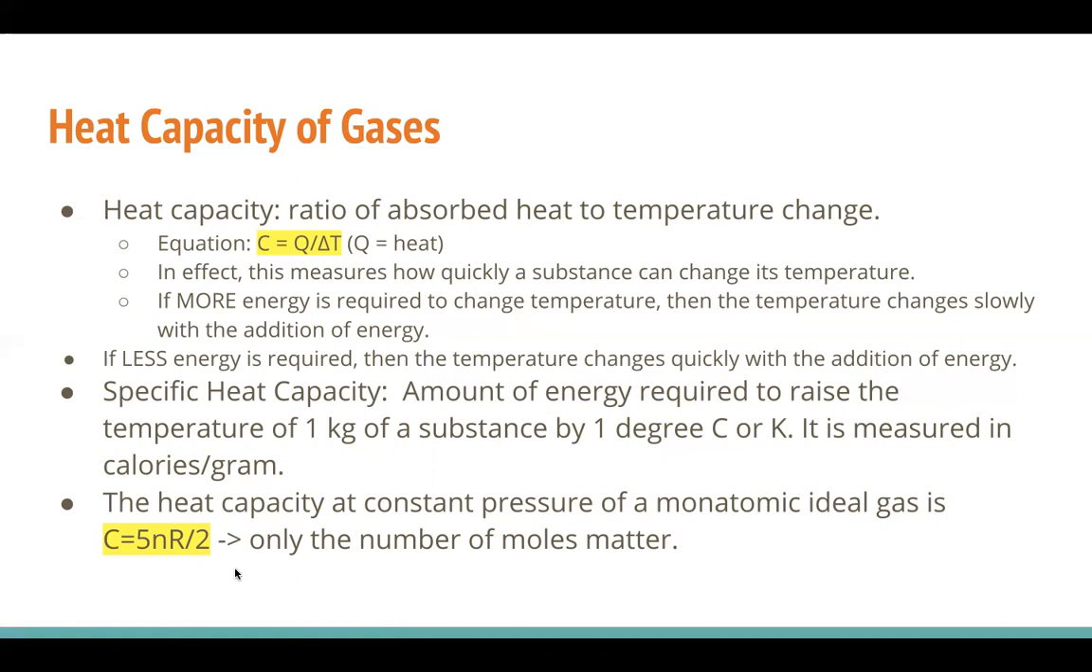So you might also see specific heat capacity, and that is the amount of energy required to raise the temperature of 1 kilogram of a substance by 1 degree Celsius or Kelvin. And it is measured in calories per gram. And so you might see specific heat capacity, like for example, of water on the MCAT.